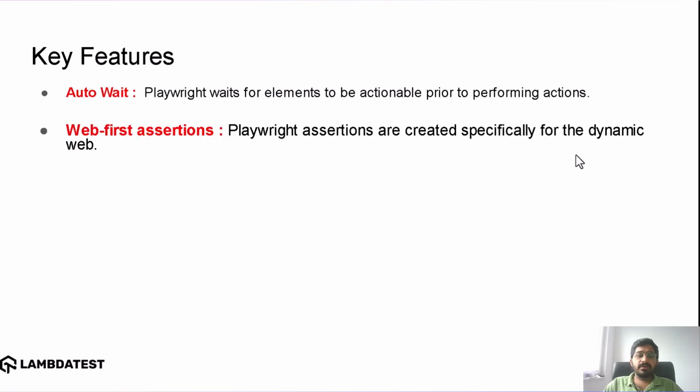Next is web first assertions. Playwright assertions are created specifically for the dynamic web. So when you're working with Playwright, you don't need to install any third-party assertion library such as Chai or something, because Playwright has all the needed assertions by itself.